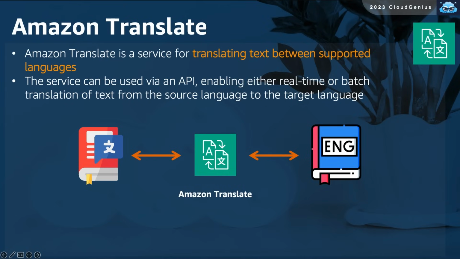For example, an e-commerce platform can use Amazon Translate to translate product descriptions and customer reviews into multiple languages, making it more accessible to international customers. A travel booking website can leverage Translate to provide localized content for travelers from different regions. Amazon Translate provides real-time translation with low-latency responses, making it suitable for applications that require immediate language translation. You can also use it to batch translate large volumes of text in a cost-effective manner.